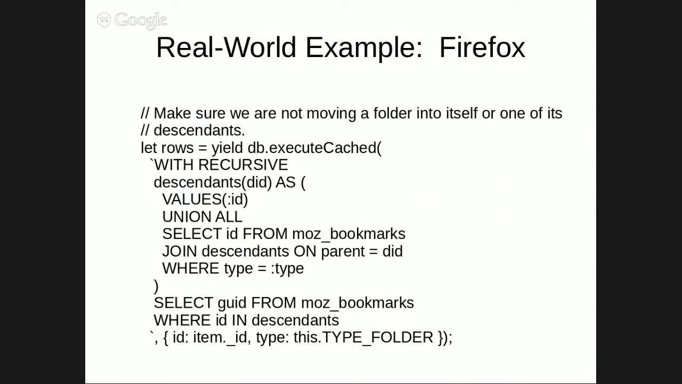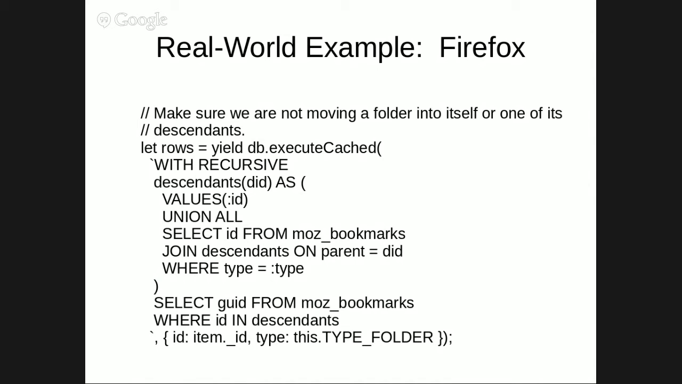So, you know, all your bookmarks are stored in an SQLite database in Firefox. And the table that they're stored in, of course, your bookmarks are organized in a tree, in a hierarchy. And you can go in and drag things around and move bookmarks into different subfolders and so forth. And this expression is used to, well, the comment tells you, make sure we are not moving a folder into itself or into one of its descendants.